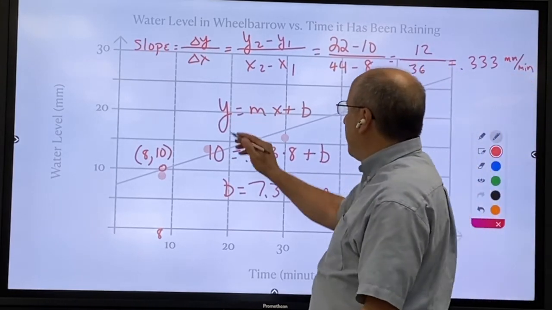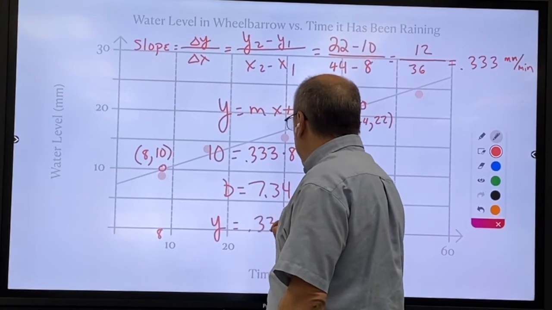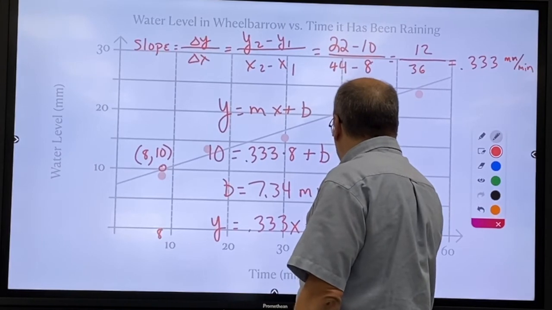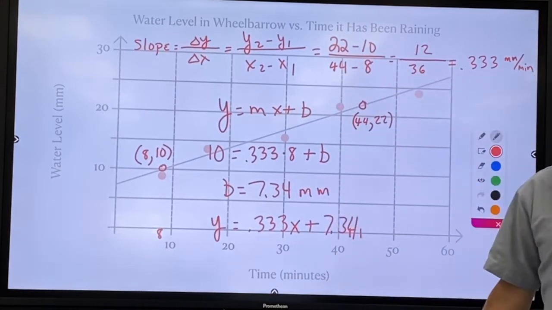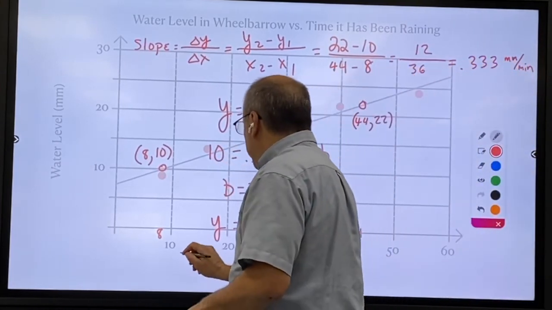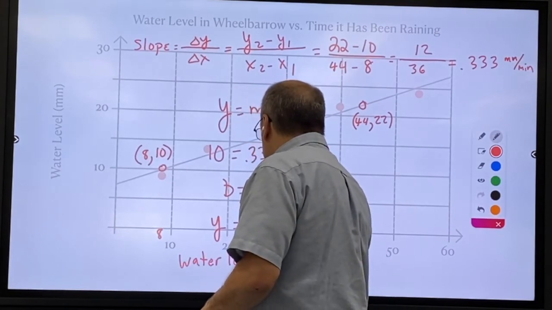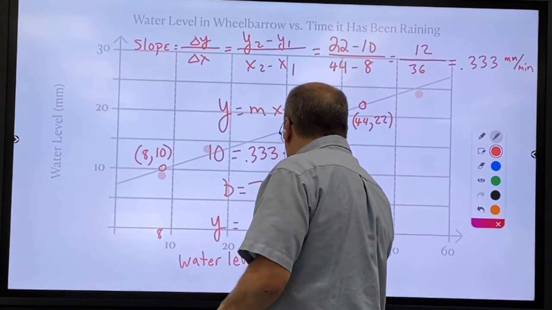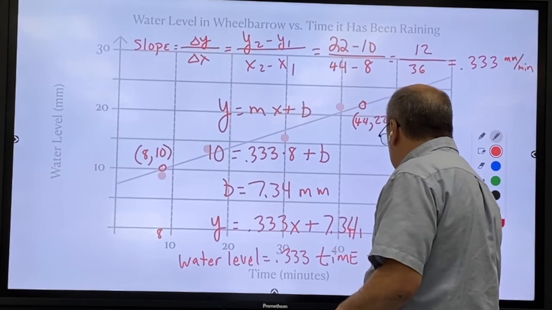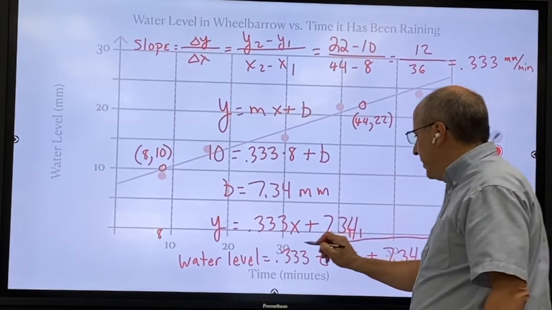Okay, so then our final equation would be y equals 0.333x plus 7.34. You don't leave it like this. You never leave y and x in there. So y is the water level. X is time. And that would be your final equation.